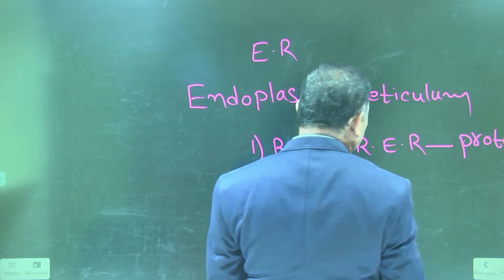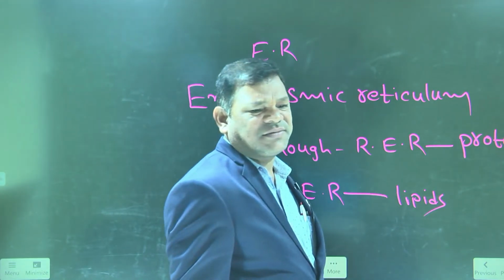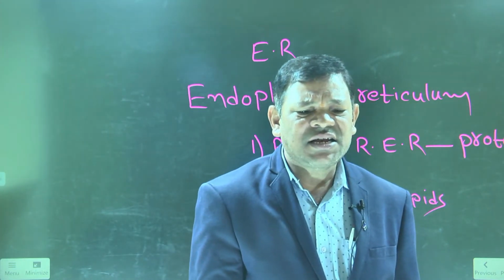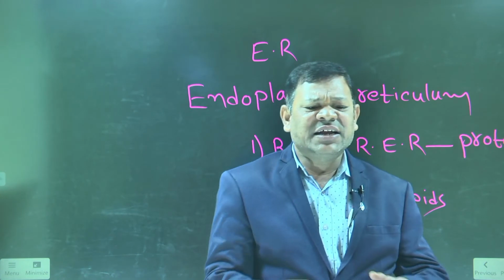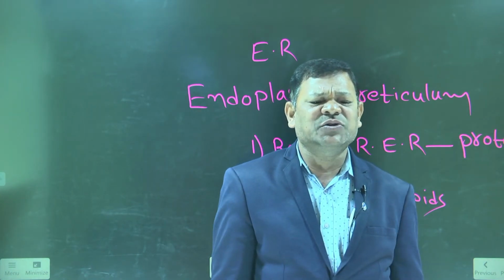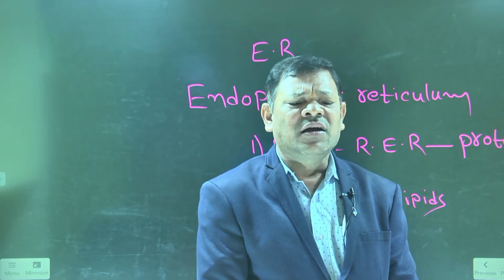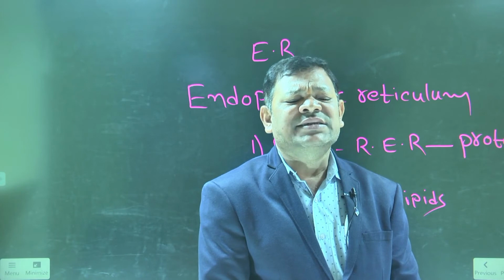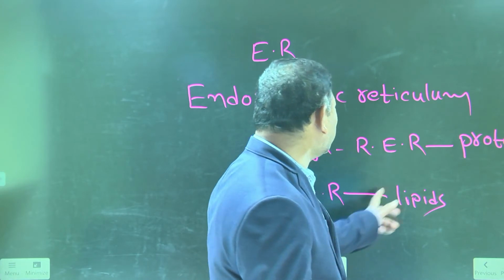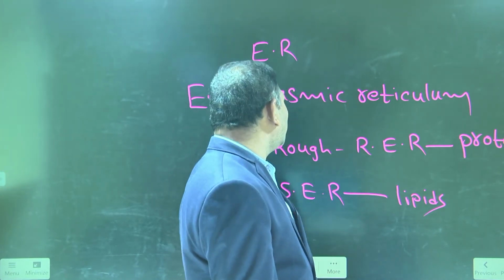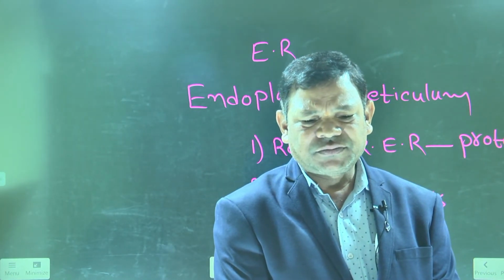Smooth endoplasmic reticulum: synthesis of fats, which are lipids. You already know this very well. Transportation actually occurs through the endoplasmic reticulum. The cell membrane, or plasma membrane, is made up of proteins and lipids. These proteins and lipids are manufactured in the endoplasmic reticulum. Are you clear? Yes, sir.